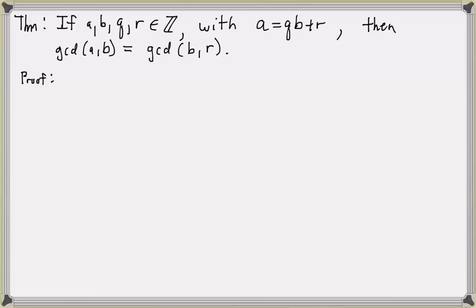So in this proof, we will show that all the common divisors of a and b are also common divisors of b and r, and therefore the greatest common divisor of a and b would have to equal the greatest common divisor of b and r. So let's start out with a common divisor of a and b. Let C be a common divisor of a and b.